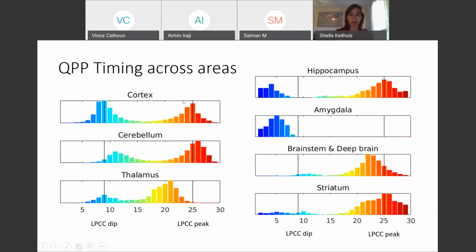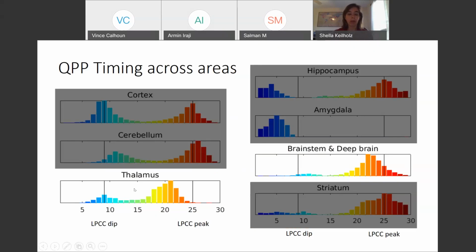But what I really want to focus on right now are these voxels in the thalamus and brainstem. You can see that a lot of voxels in the thalamus and here in the brainstem peak earlier than the cortex, as if they might be driving this change that occurs in the pattern. And that, again, is consistent with one of these deep brain nuclei, maybe one involved in arousal, driving these changes.